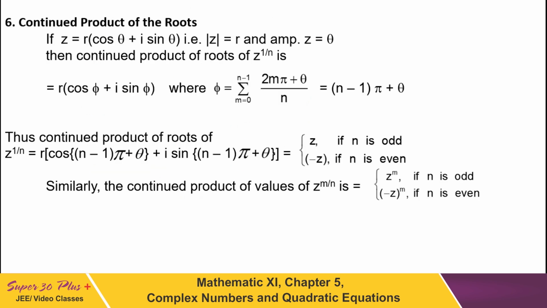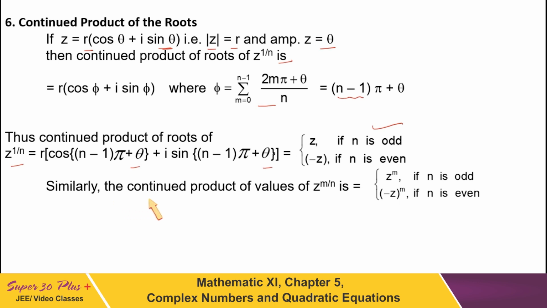Students, now we are going to study the continued product of the roots. If z is equal to r(cos θ + ι sin θ), mod of z is r and amplitude is θ, then the continued product of the roots of z^(1/n) is r(cos φ + ι sin φ), where φ, after simplification, is (n−1)π + θ. Thus the continued product of the roots of z^(1/n) is r(cos((n−1)π + θ) + ι sin((n−1)π + θ)), or we can simplify it: it is z if n is odd and it is −z if n is even.